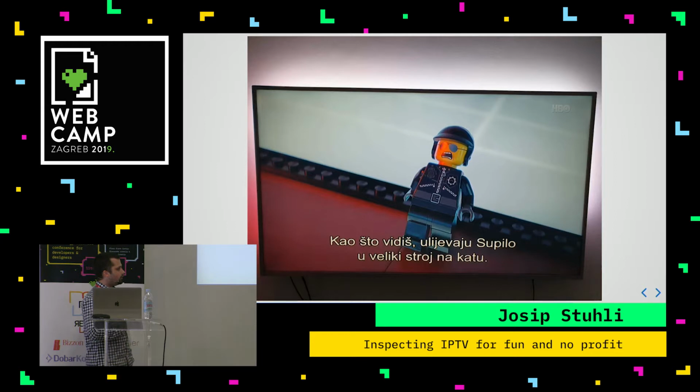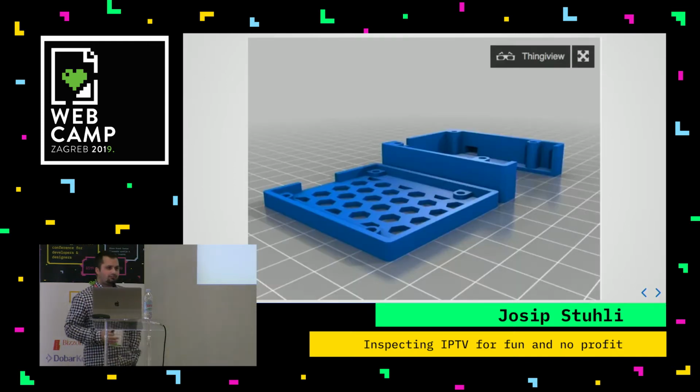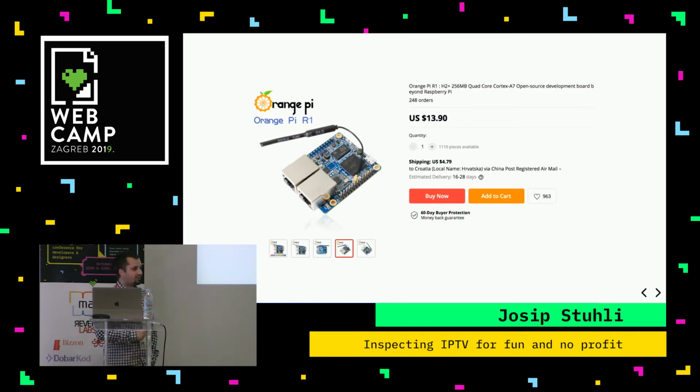So what I did, I Googled, and I found this awesome little board that has 2 Ethernets built in, it has Wi-Fi, it has 256 megs of RAM, and a quad-core CPU. This thing is so obscure, you don't have a case for it. I had to 3D print it. It's that obscure. And it costs just $13.90. It's amazing. You can do whatever you want with it. You can build your own firewall, whatever.